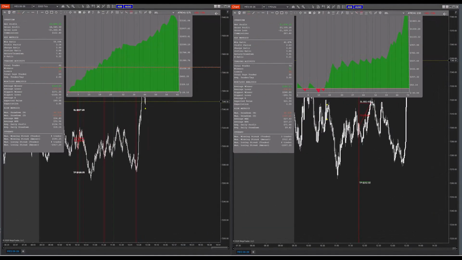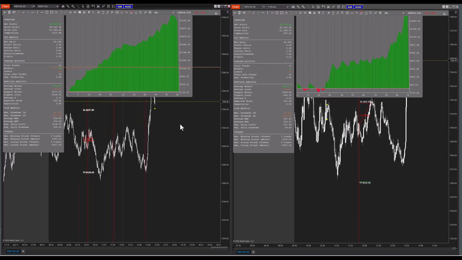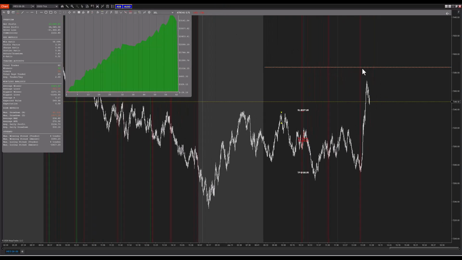Okay, so I have two charts here, two different chart types and two different algo types. On the left, I've got a 2,000 tick. On the right, I've got a 1 minute for the MES. Now you can see the equity curves here are both very attractive, good looking numbers. I'm going to start over here on the left side, because I just happen to have marked this level here.